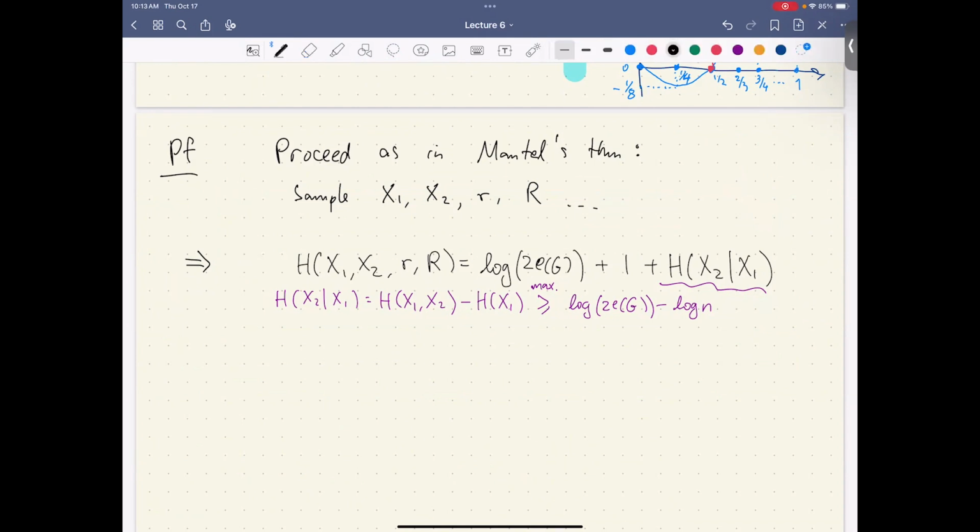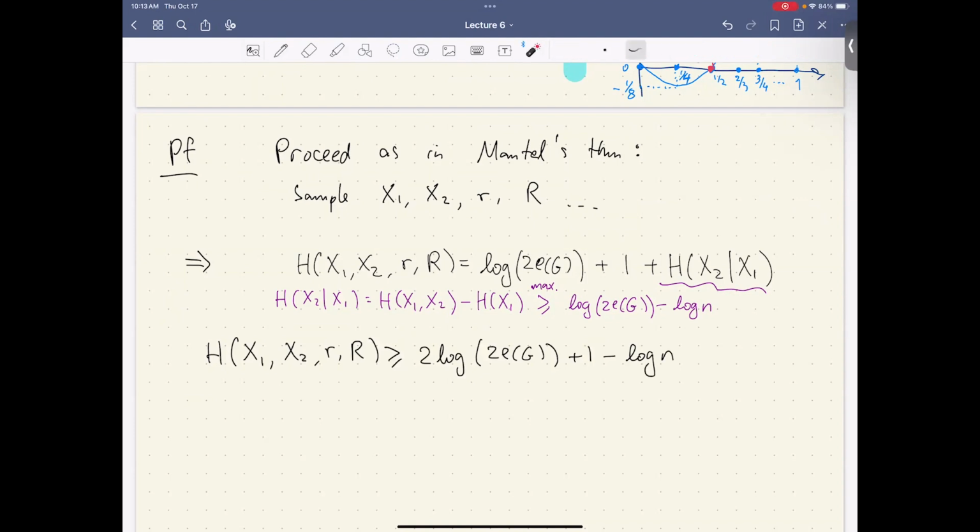We get that H, the joint entropy, is at least, let's put these two together, 2 times log of this guy plus 1 minus log n. Okay. So we have one bound here.